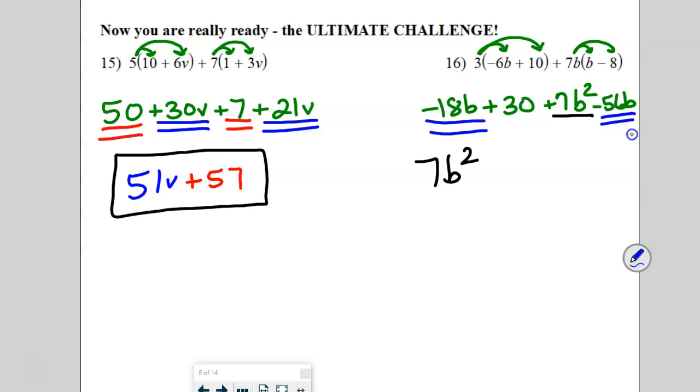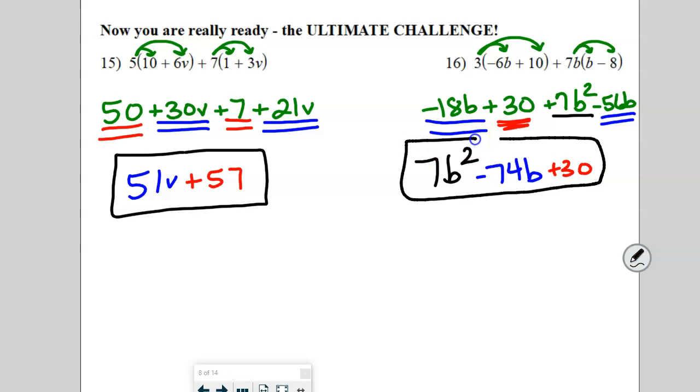Okay, so negative 18 plus negative 56. It's kind of like adding a negative 20 to it. So let's see, negative 74b is what that comes out to. I hope. All right, and then finally, I'm looking for constants. There's just that one constant right there. So plus 30. And that is our simplified expression.